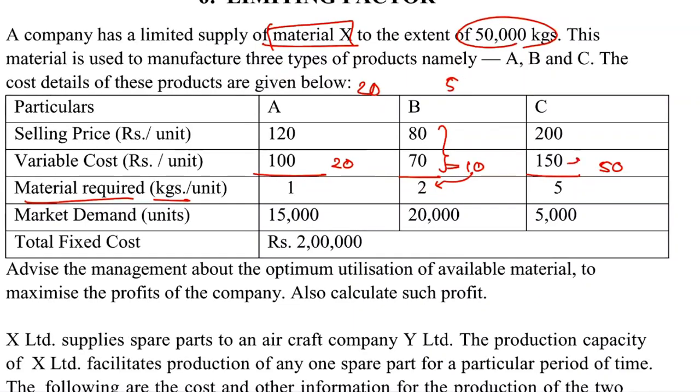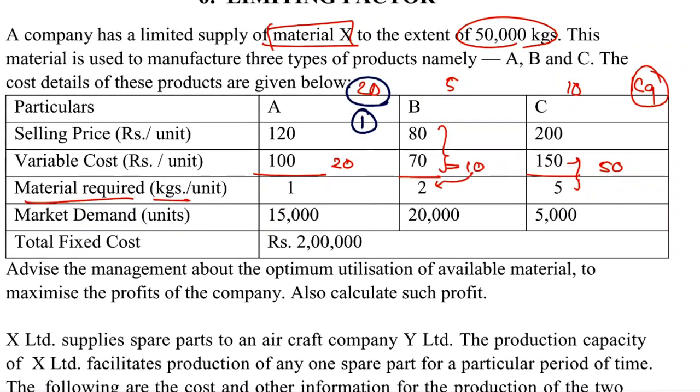You generate 50 rupees again by doing this. How much? In 5 kgs. So 10 rupees per kg comes. To earn 50 rupees you have to use 5 kgs, so every kg is generating you how much? 10 rupees, right? So raw material is the limiting factor. Every kg, if you use 1 kg, it will give you 20 rupees, 5 rupees, 10 rupees.